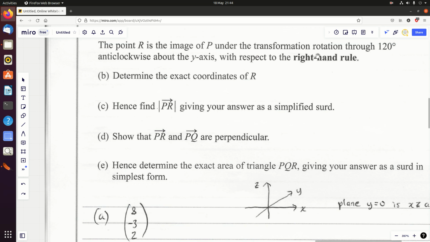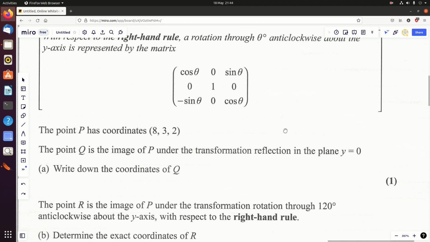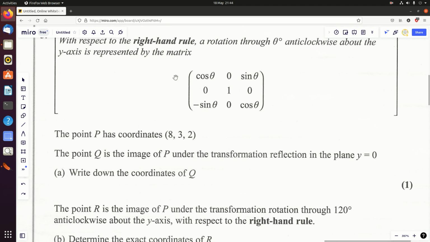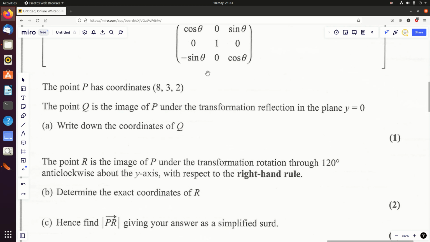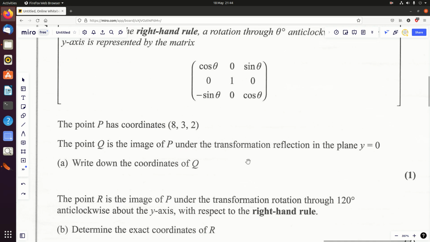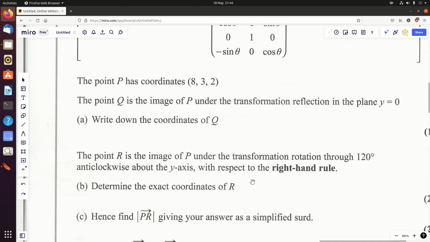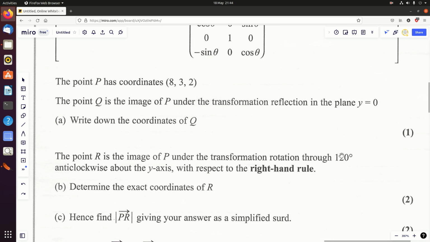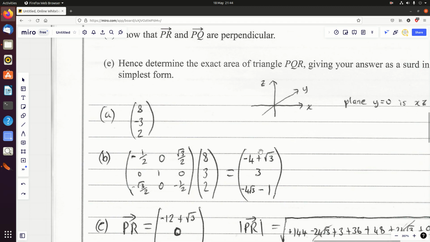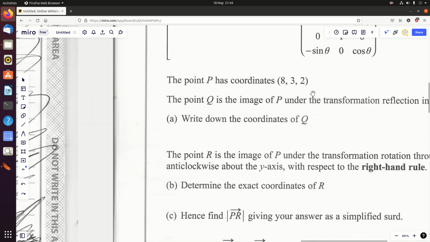Point R is the image of P under a transformation: rotation through 120 degrees anti-clockwise about the y-axis with respect to the right-hand rule. I could waffle on about this right-hand rule bit, but I won't at the moment. I've had conversations with students in my class about how it does matter which way your perspective is in these. But anyway, determine the exact coordinates of R. So we're rotating P 120 degrees. Well, we've obviously got to multiply it by this matrix up here.